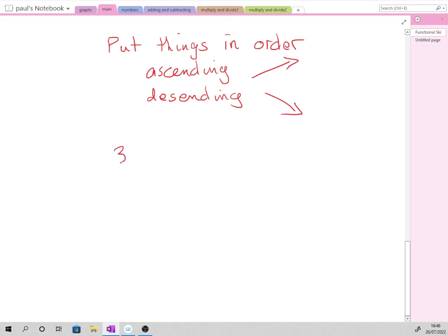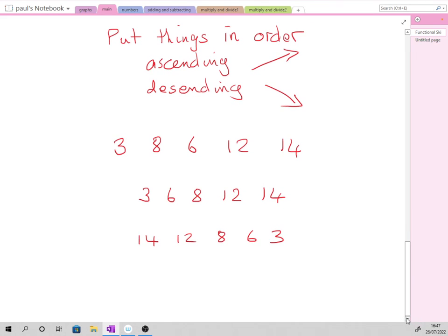So you might get some random numbers, 3, 8, 6, 12, 14, and you'd have to put them in ascending order. So you start with the smallest, and then you just work your way up until you get to the biggest. And that's it, from smallest to largest. Largest, smallest, biggest, greatest, ascending, going up, all this. And if we were to put these same numbers in descending order, we just go around the other way. Nice and simple.